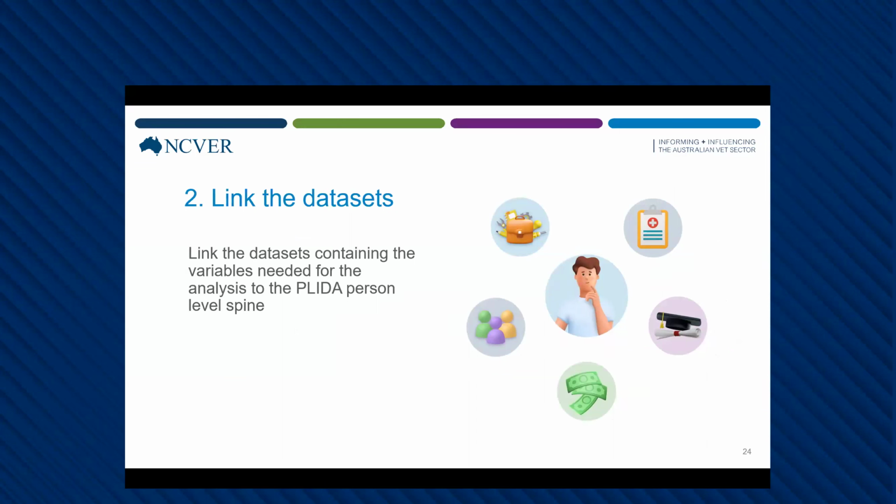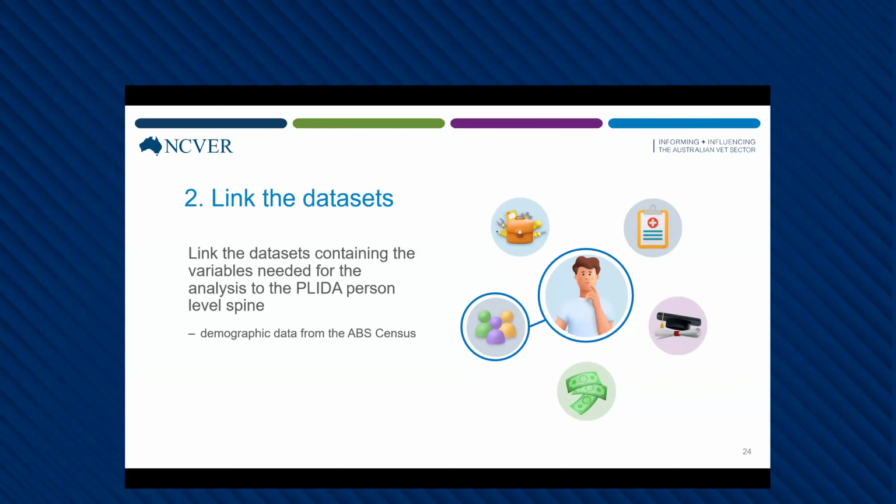So once we've determined the data to include in the analysis, we need to link the data sets using the PLIDA person-level spine. And this allows records of the same person from different data sets to be joined together. By way of example, let's imagine we've decided to compare occupation outcomes for VET program completers in 2016 who were born in Australia with occupation outcomes for VET program completers in 2016 who were born outside of Australia. Maybe we want to see if there's a difference in the occupations in which these student cohorts gained employment post their training. So to conduct this analysis, we'd need to link the following data sets with the PLIDA person-level spine.